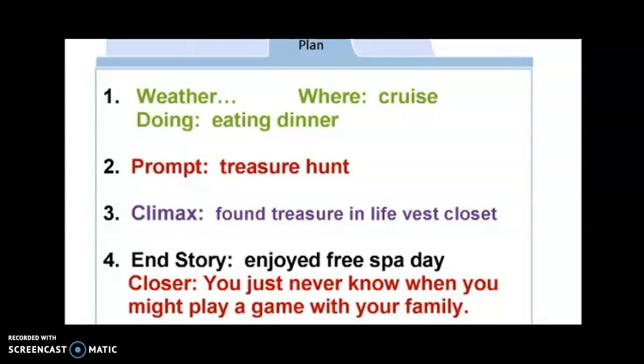Next to weather is where. Where are you at the very beginning of your story? I am on a cruise ship. Think about where you're going to be playing your game. Are you at home? Are you at the beach? Maybe if you're playing like beach volleyball.